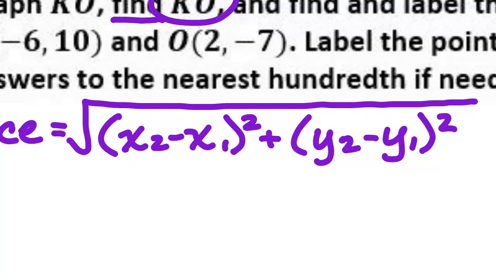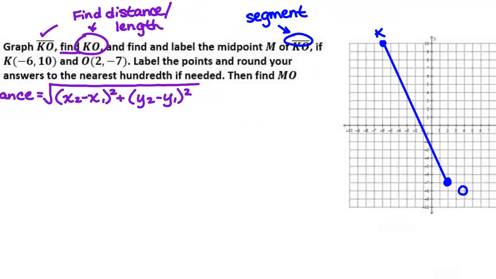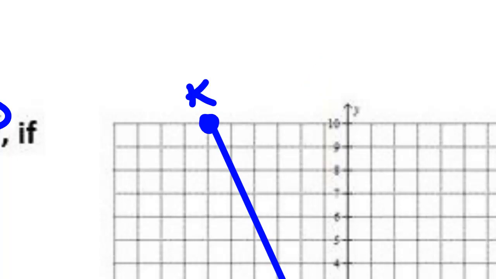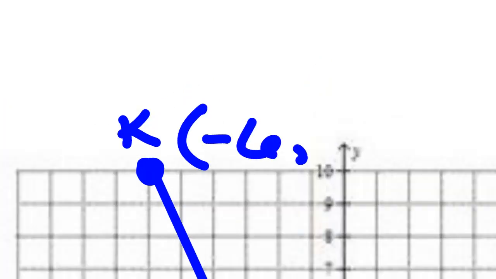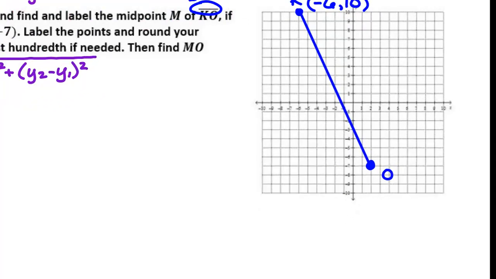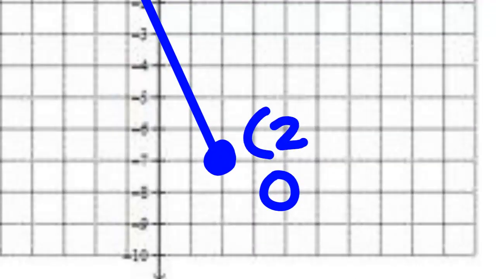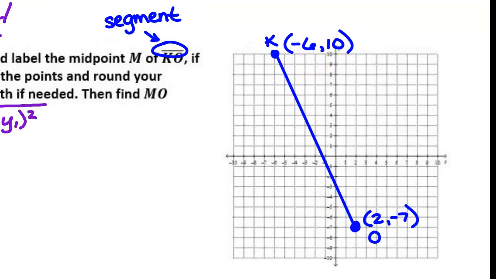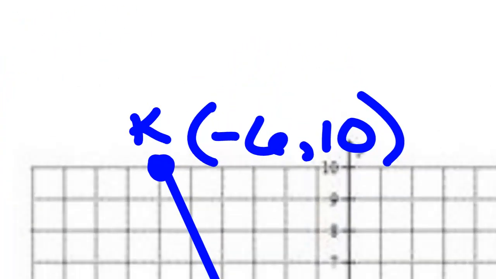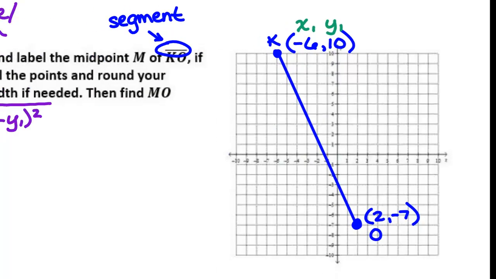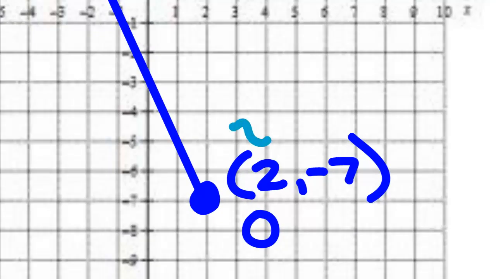So I have to pick one of these points, either K or O, to be my point 1, and the other one to be my point 2. K was up here at negative 6, 10. O is down here at 2, negative 7. Which one do you want to be point number 1? K or O? Negative 6, make that our x1, y1. We can absolutely do that. And so then point O would be my x2, y2.